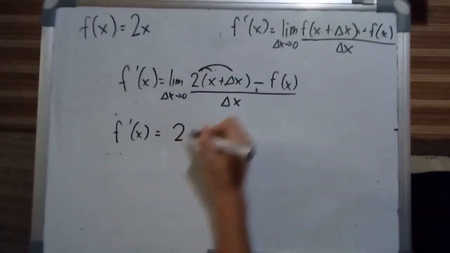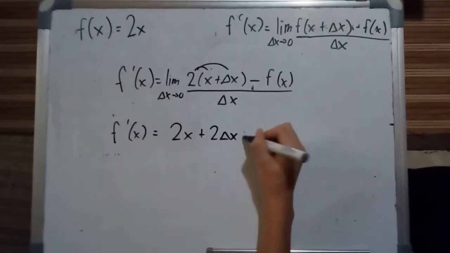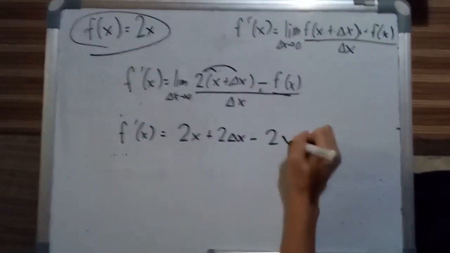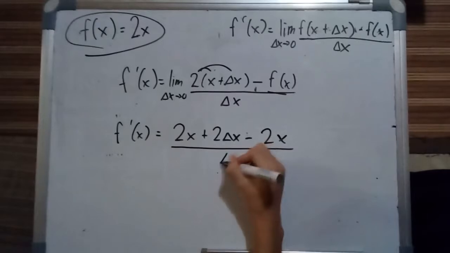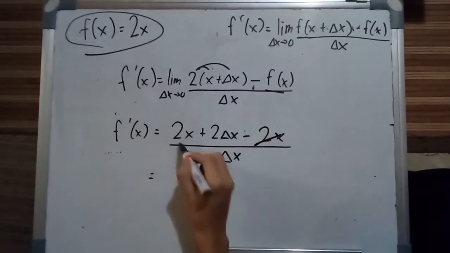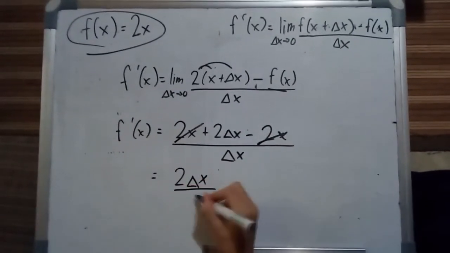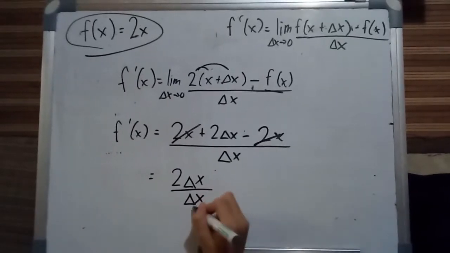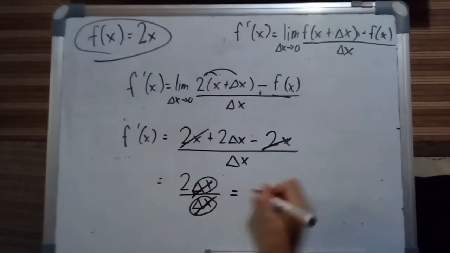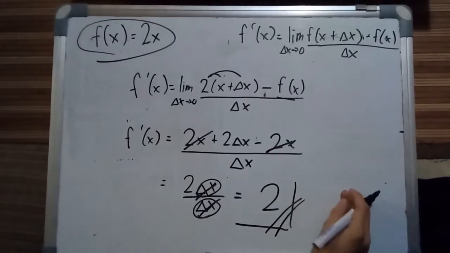So we distribute 2 to the quantity x plus delta x. We get 2x plus 2 delta x minus f of x, which is 2x, all over delta x. We can cancel out like terms, which is the 2x, and we are left with 2 delta x all over delta x, in which delta x over delta x is equal to 1. So 2 times 1, we get the answer 2. And that is the derivative.